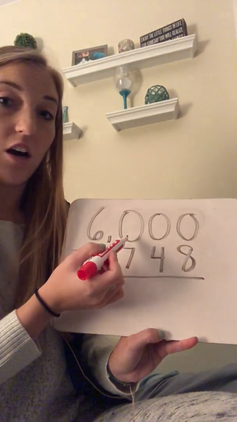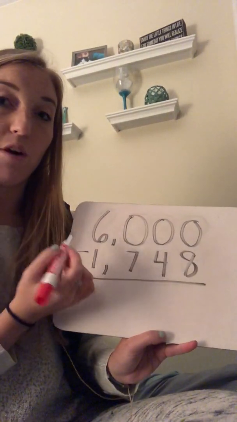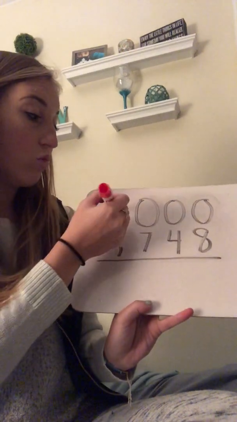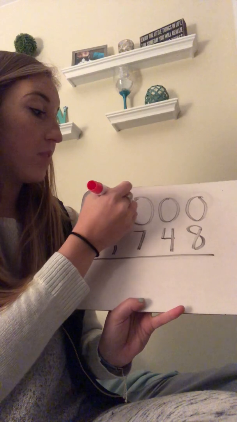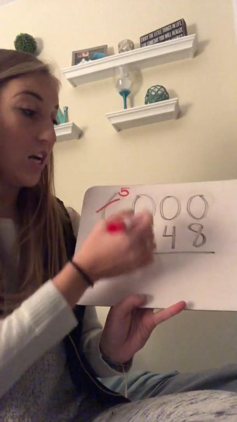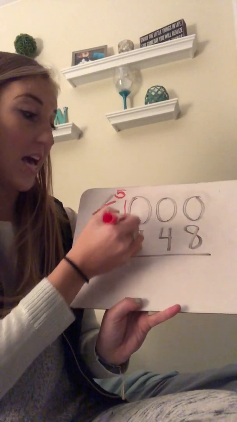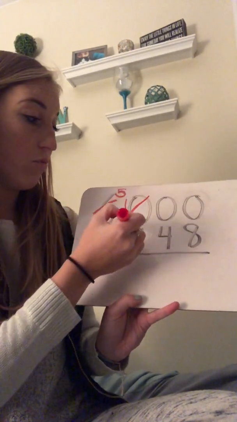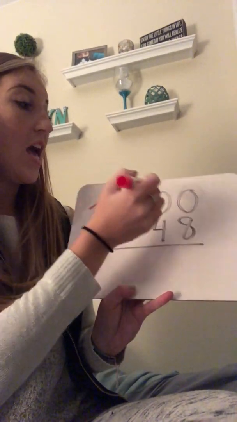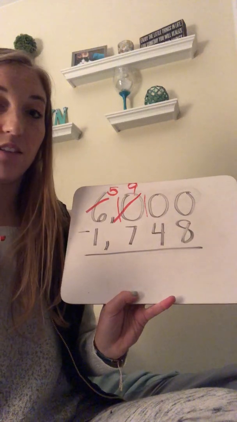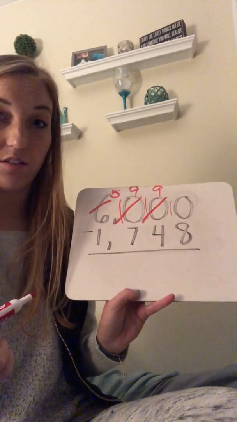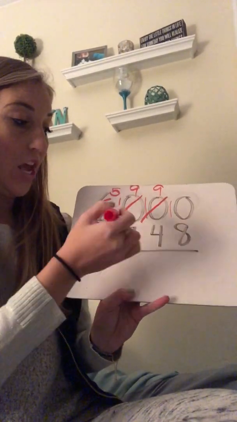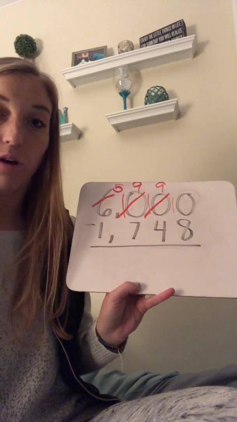So again, in the hundred spot, we have a 0. So we need to borrow from the 1,000. So we're going to regroup that 6, take 1 away, and make it a 5. In the hundreds, we're going to turn that into a 10. Cross it out, regroup, make that a 9, and make 10 tens. Cross that out, make it a 9, and in the one spot, we're going to have 10 ones. Now we can easily subtract across our whole problem.